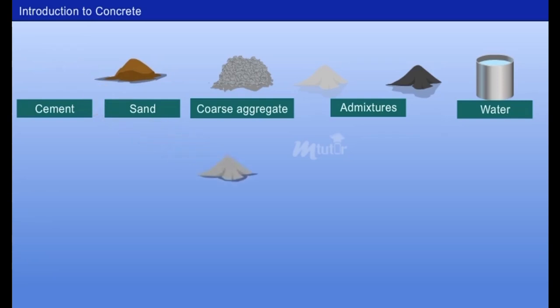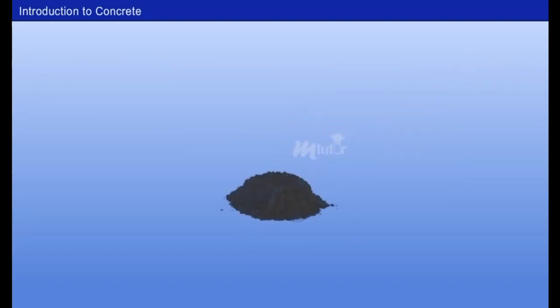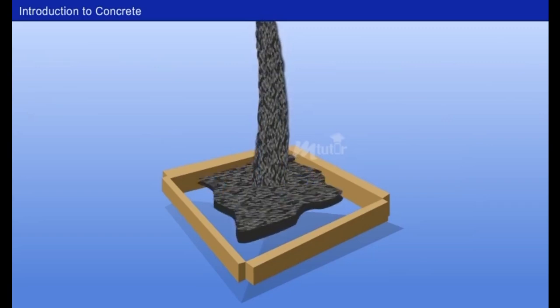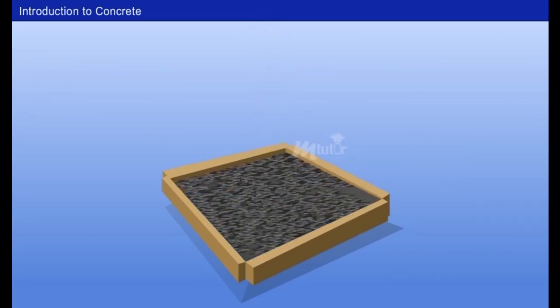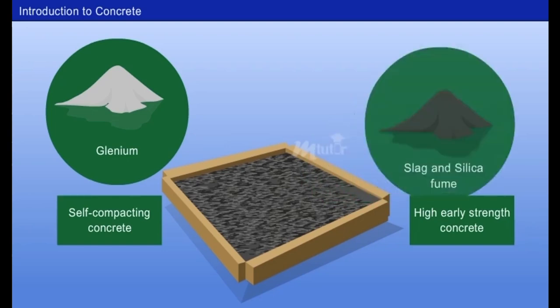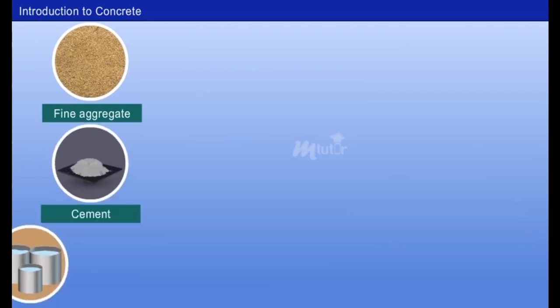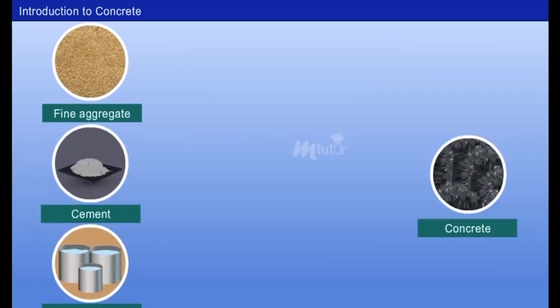To increase the workability of concrete, additional chemical admixtures are added along with the basic ingredients, and it forms a special type of concrete such as self-compacting concrete and high early strength concrete. In self-compacting concrete, Glenium is used as an admixture, while in high early strength concrete, slag and silica fumes are used as admixtures. Thus, the combination of various materials forms a new type of concrete.